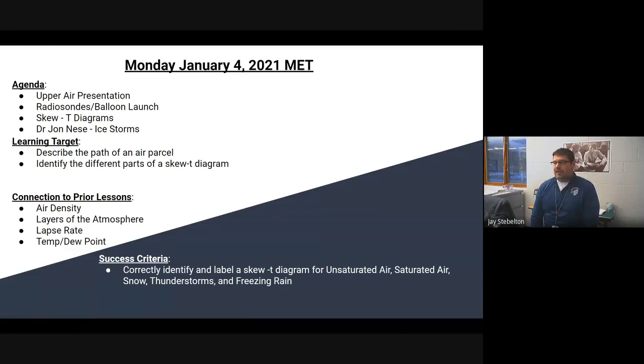You guys know that as we go higher in the troposphere, the temperature drops. So that's going to play a role because you'll see parts where the temperature actually rises. The lapse rate is the cooling rate of an air parcel as it rises, and then an understanding of temperature and dew point.